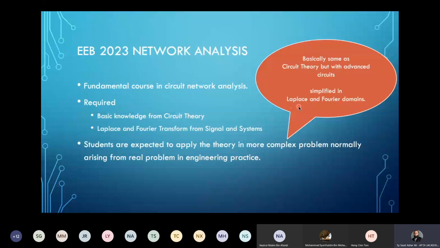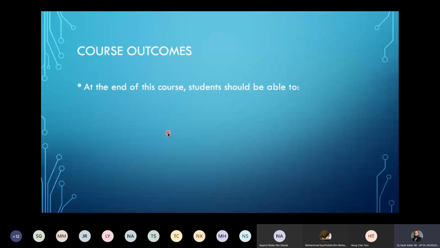Using the frequency domain, the Laplace and Fourier domains, it simplifies the circuit solution. So don't worry that it will be complicating the problem. No, it will simplify the problem. At the end of this course, you're expected to be able to analyze second-order circuits in phasor domain. Second-order circuits you might have seen in circuit theory, in which there were capacitors and inductors. So when we have capacitors and inductors, they become second order.